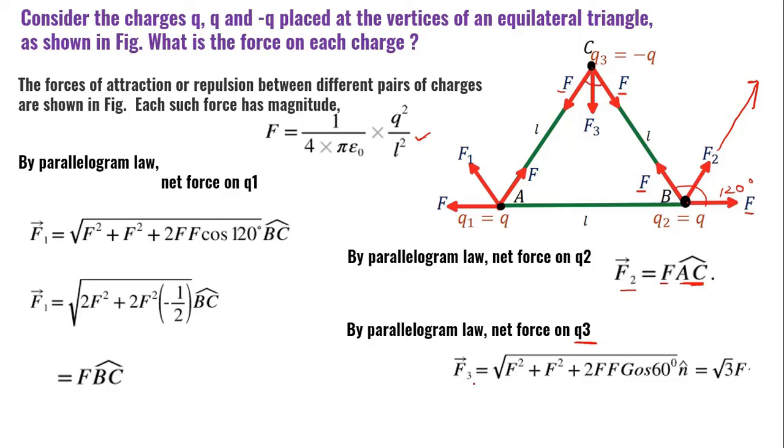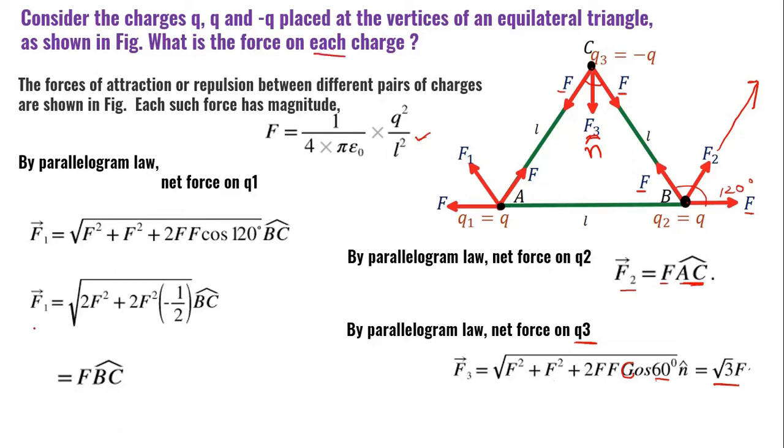This time F3 will be under root of F square plus F square plus twice of F F cos 60 degree. Now by putting the value of cos 60 degree and solving this equation, we will get the answer as root 3 F, and it will be pointing in this direction, which is, suppose, the unit vector, normal vector, and its direction we have to mention. So this is how we have calculated the force on each charge.